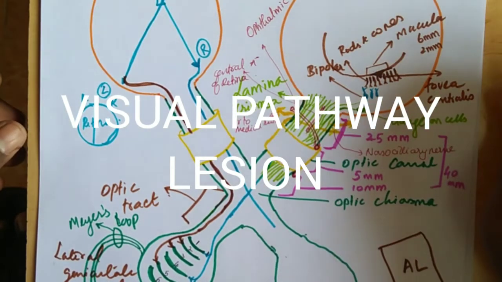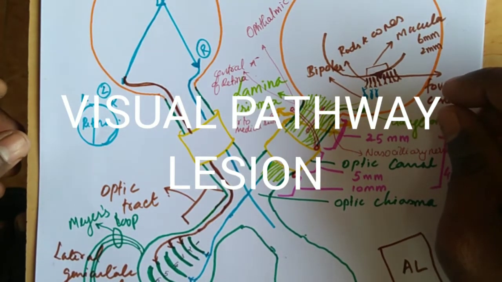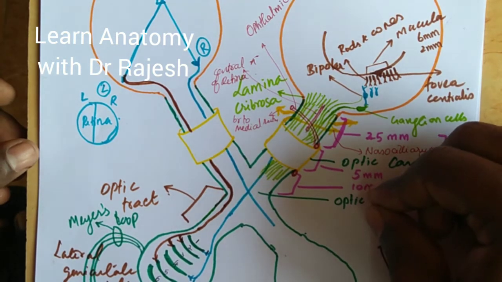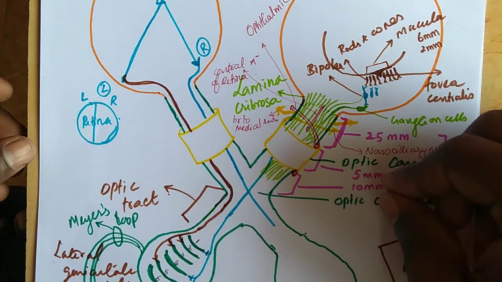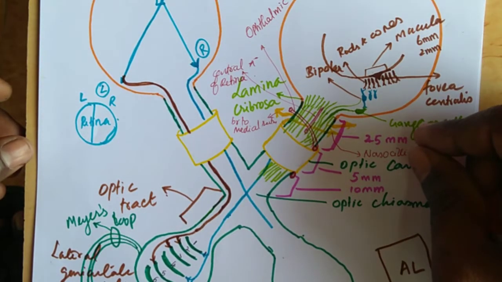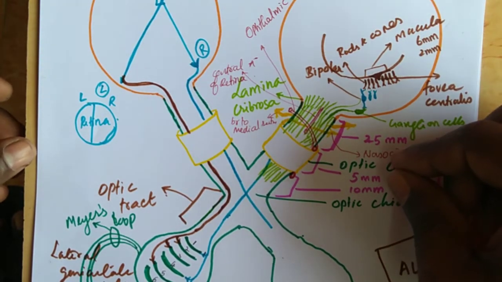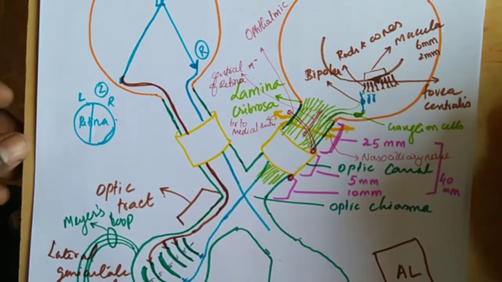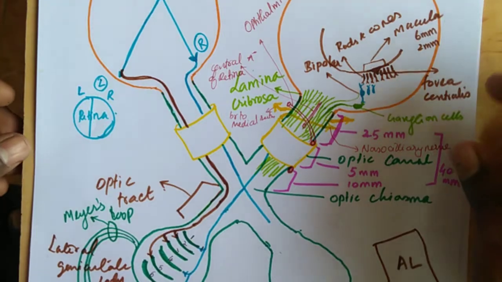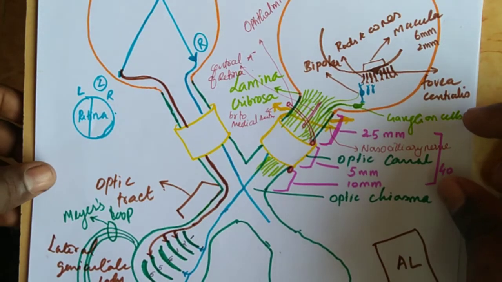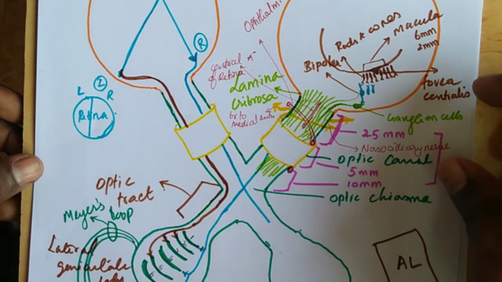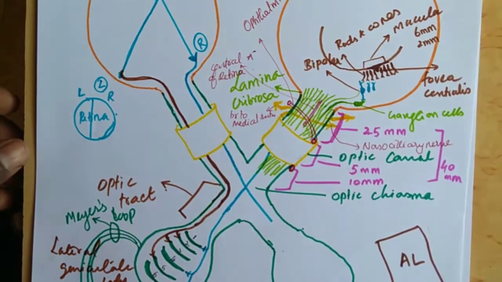To study the lesions in the optic nerve, at the level of optic chiasma, and at the level of optic radiation, and their effects, we need to understand the anatomy of the optic nerve, optic tract and the functional areas related to it. To understand the anatomy of all these structures, kindly refer to our previous video on the optic nerve. Now we'll go into the lesions of the optic nerve.